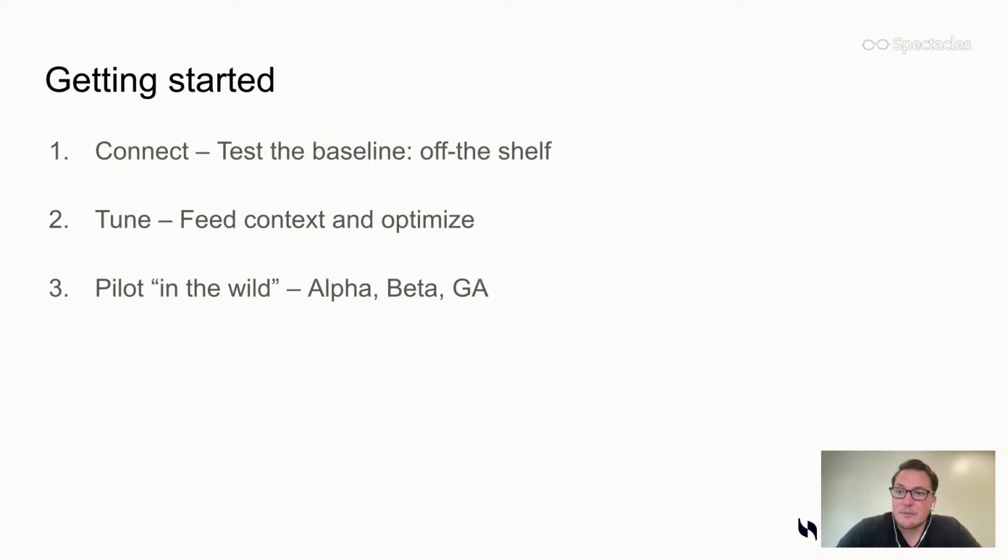But for most companies with more complex data models that they want to expose to their users, there's a fair bit of tuning that we have to do, where we feed in some of the domain context and optimize the AI's understanding of the data in the model to be able to provide great answers.